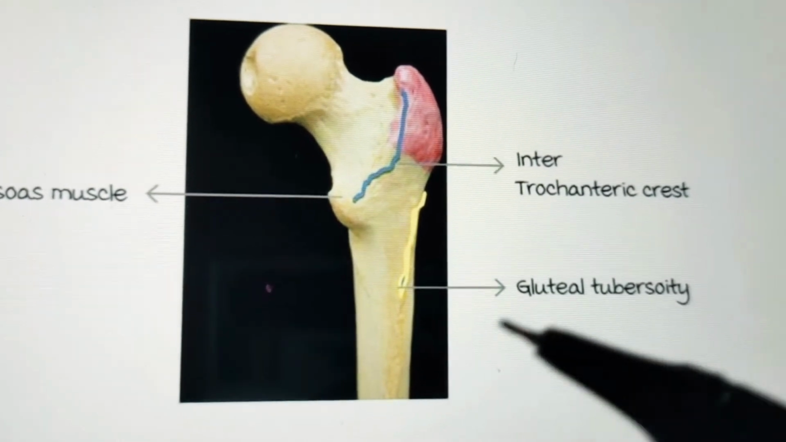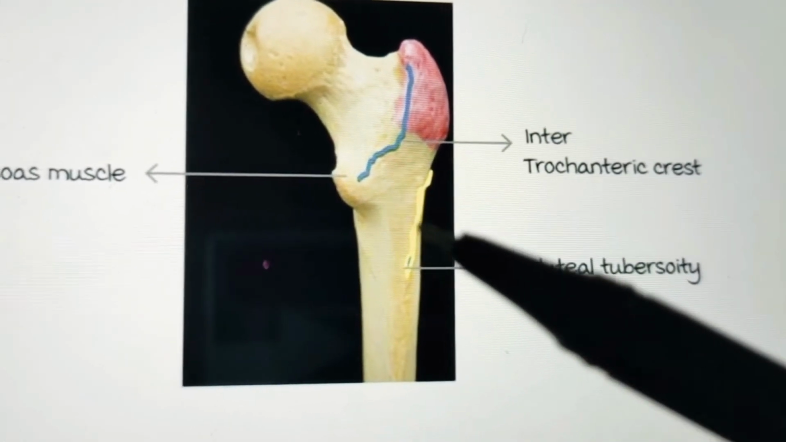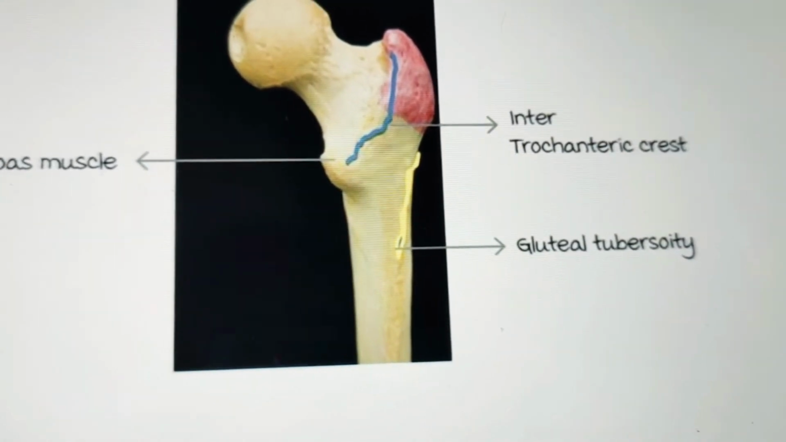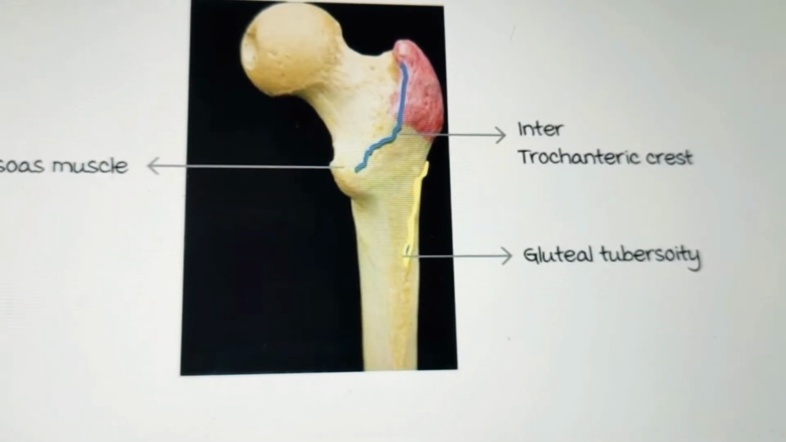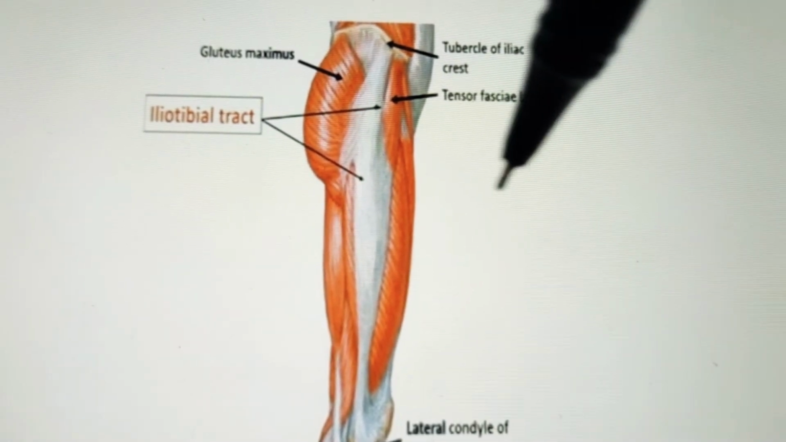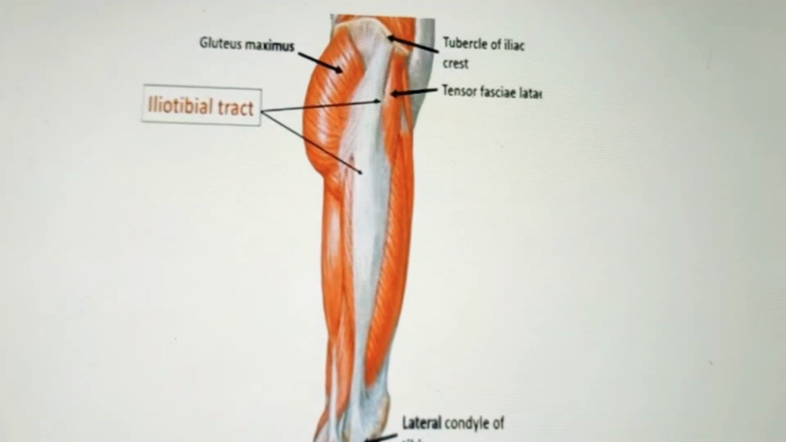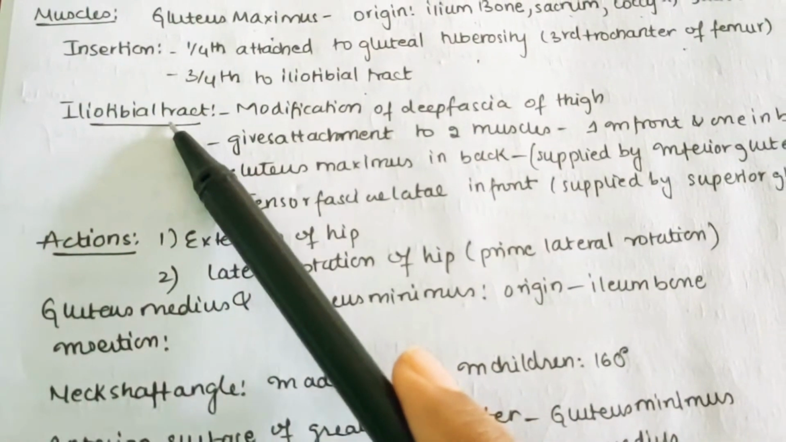Here you can see this yellow one is the gluteal tuberosity. So 1/4 part of the gluteus maximus is attached to this gluteal tuberosity, and this gluteal tuberosity is also called the third trochanter of the femur bone. Here it is mentioned as the iliotibial tract, this one. For this, the 3/4 of the gluteus maximus will go and insert. Already in the diagram I have shown the iliotibial tract.